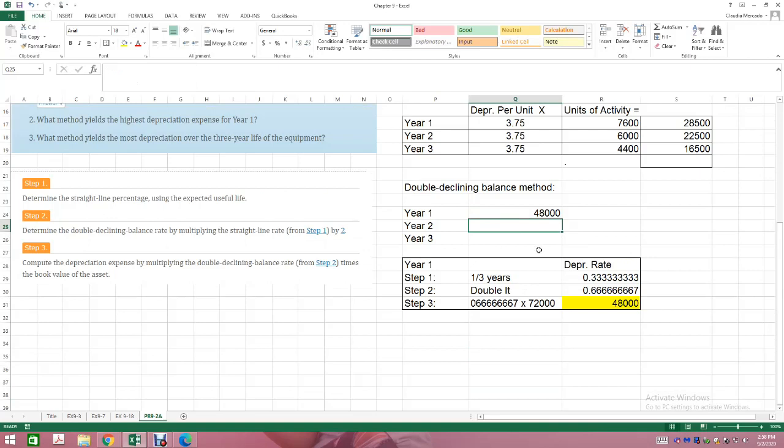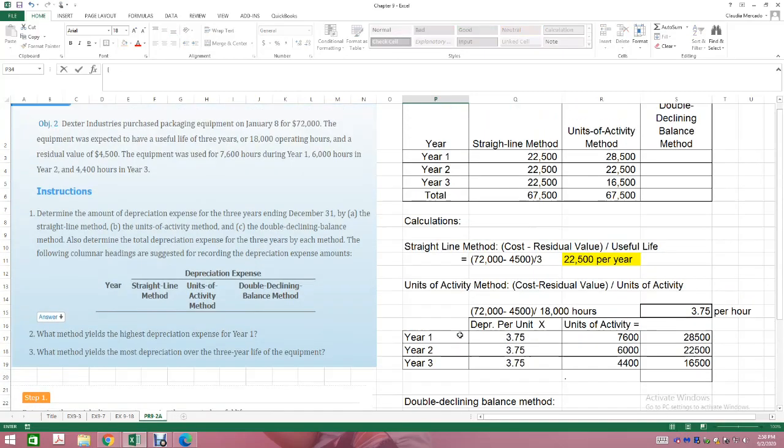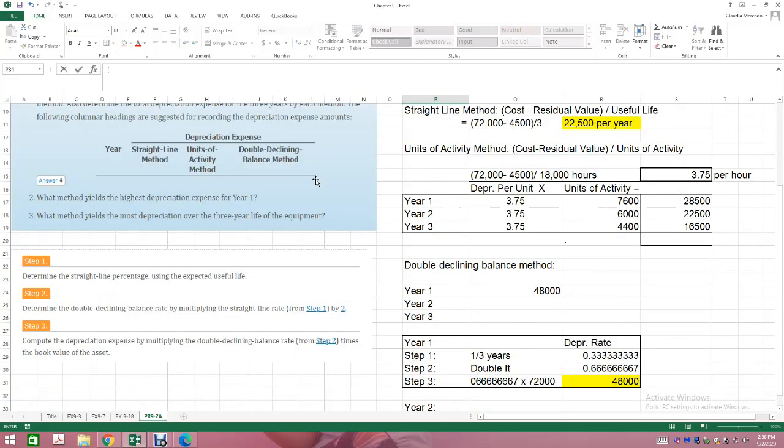Now, for year 2, it's going to be a little bit more complicated. You're going to get your year 2. You're going to get your initial cost of the equipment. The initial cost of the equipment was 72,000.